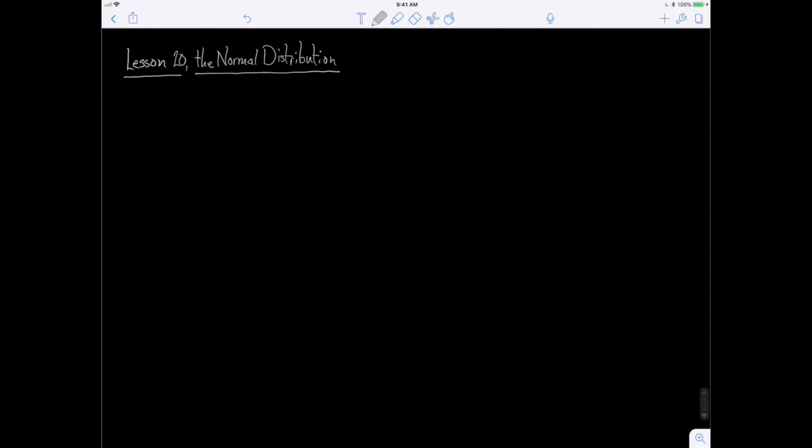Now, in our last lesson, we talked about the standard normal distribution. We said that you could denote or represent it with the symbol N for normal distribution, parenthesis 0, because that was the mean, comma 1, because that was the standard deviation.